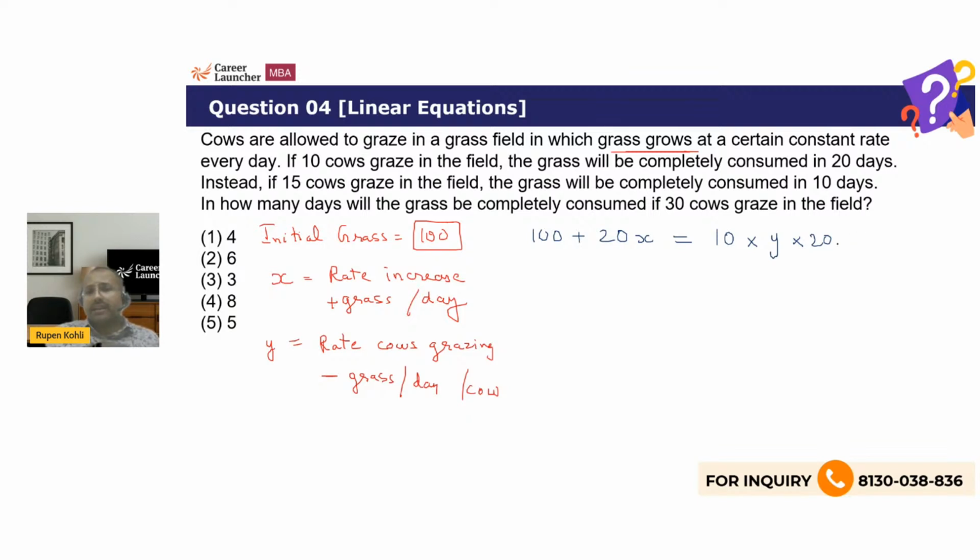100 plus 20x should equal 200y. I guess 20 can be cancelled off. To simplify this equation, simply 5 plus x equals 10y is the first equation. Perfect. 20 can be cancelled. Likewise, we can create one more equation.